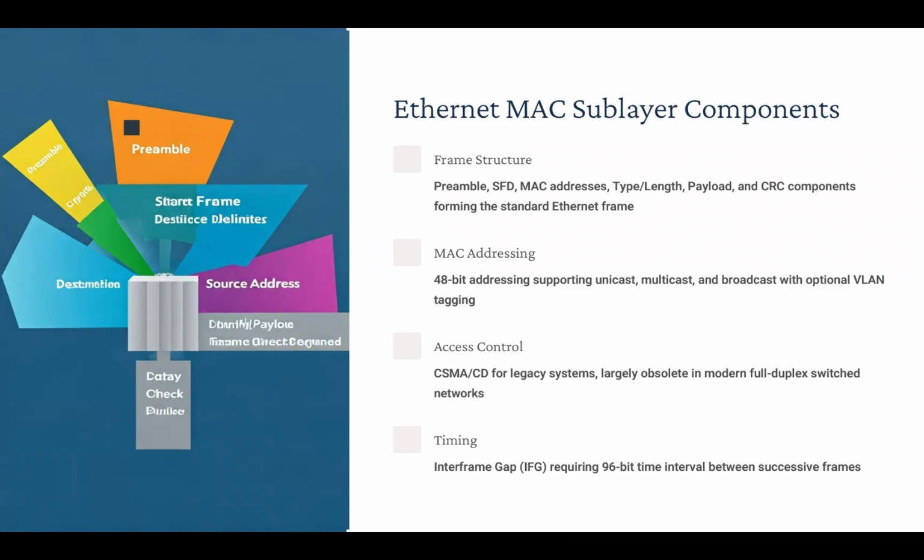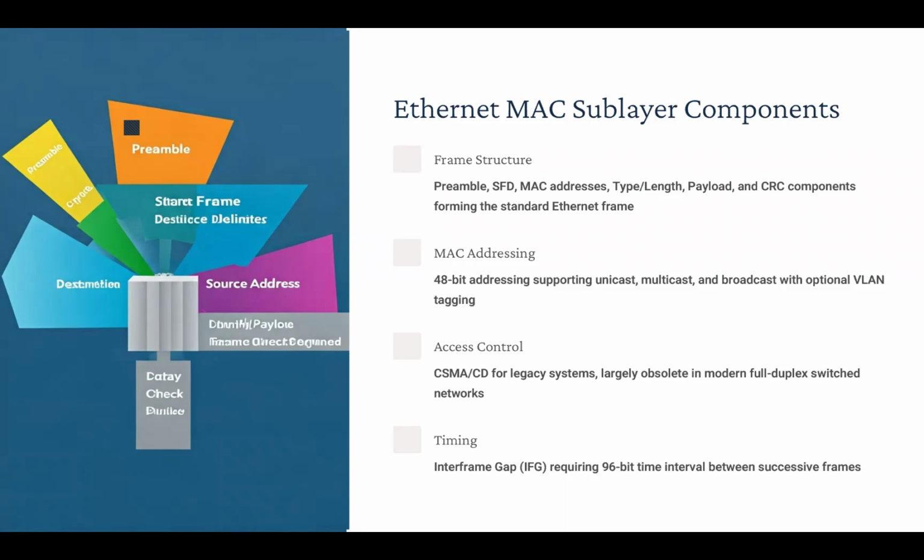Ethernet uses a 48-bit MAC address format, which enables unicast, multicast, and broadcast communication. The VLAN tagging using IEEE 802.1Q basically adds an additional 4-byte field after the source address, which segments traffic into virtual LANs.